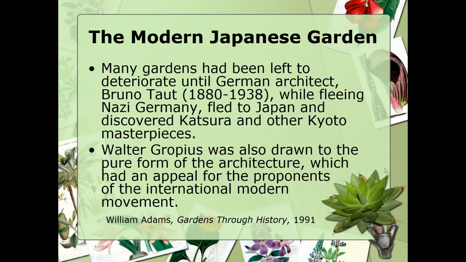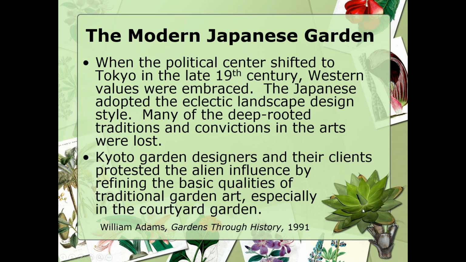Many gardens had to be left to deteriorate until German architect Bruno Taut, while fleeing from Nazi Germany, fled to Japan and discovered Katsura and other Kyoto masterpieces. Walter Gropius, who we'll talk about a lot later, was also drawn to the pure form of architecture, which had an appeal for the proponents of the international modern movement. So this is where we're starting to see the development, and especially when we talk about him later, a very important man, into how modern is just an offshoot of things that came before.